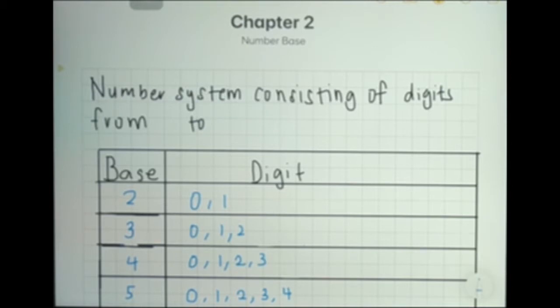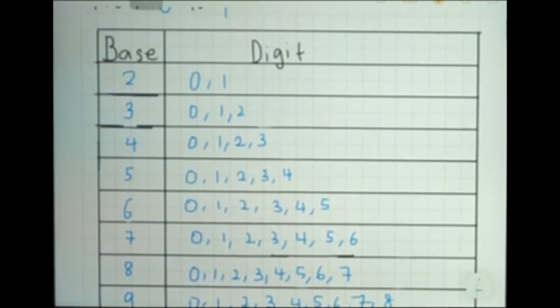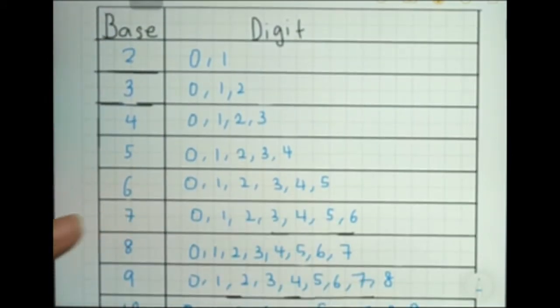Today I will be teaching you about Form 4's Chapter 2, Number Base. Number base is number systems consisting of digits from 0 to 9. This is a table from base 2 to base 10 and their digits.